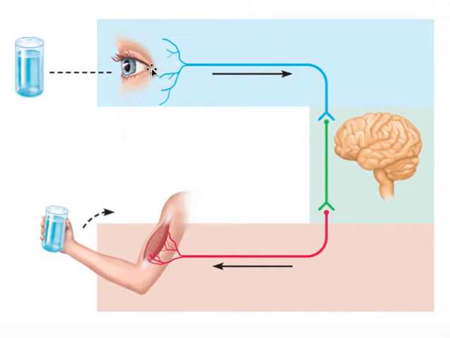All right, so the example that is given here is that a person sees a glass of water. That information is sent to the brain. The brain decides, well, I'm thirsty, I should really take a drink of that water, and therefore makes the decision to move the appropriate muscles in order to pick up the water and drink.